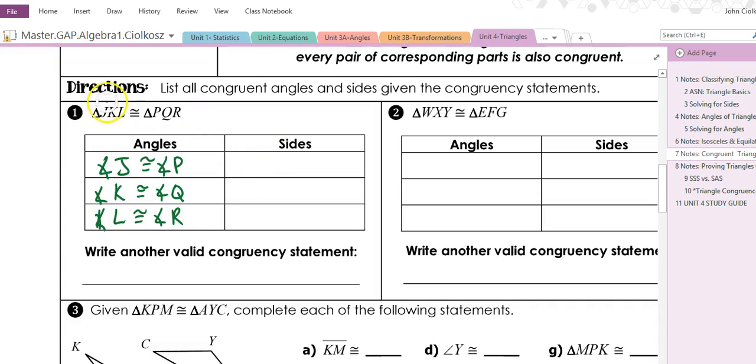For the sides, let's think about naming a segment with the first two. So let's go with JK. It's the first two, so it must be congruent to the first two, PQ. Second and third, KL, must be congruent to second and third, QR. And let's go with LJ. So 3 then 1 must be congruent to 3 then 1, R then P. From there, you guys can go ahead and try number 2.